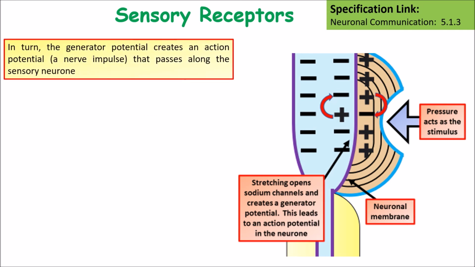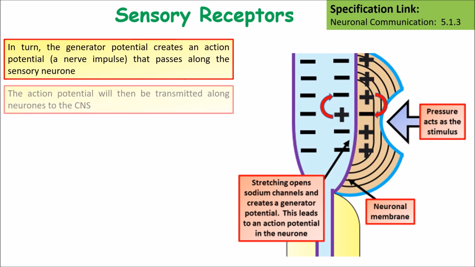So in turn, the generator potential creates an action potential that passes along the sensory neuron. And the action potential will then be transmitted along neurons to the central nervous system.